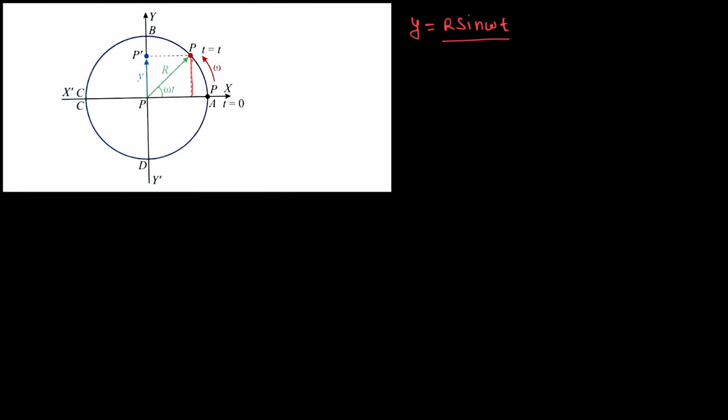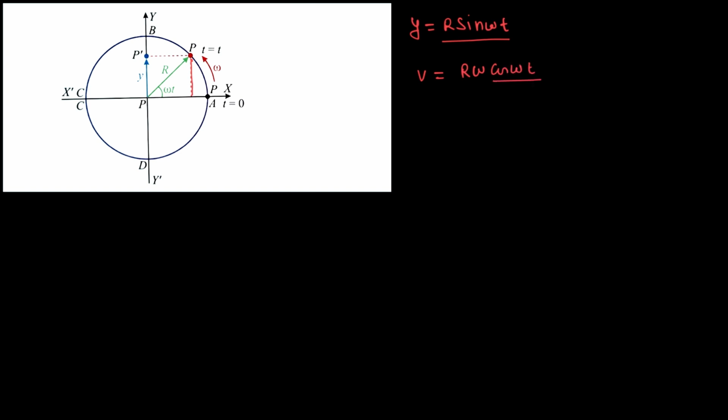So y is equal to r sine omega t, where r is the amplitude and omega is the frequency. If I differentiate this y, what will I get? v is equal to r omega cos omega t. And cos omega t we can convert.